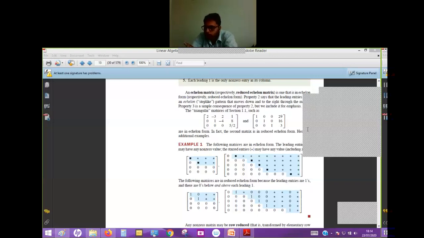So are you able to understand this? Please confirm in the chat box. And are you able to spot the difference between reduced echelon form and echelon form? You have done this in your first year or second year, I don't know where, while studying matrices and elementary row operations. Please confirm that you are getting these forms. This example is also there in front of you.